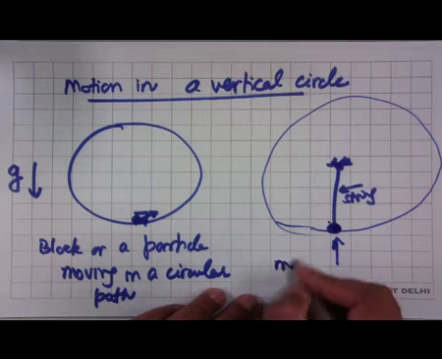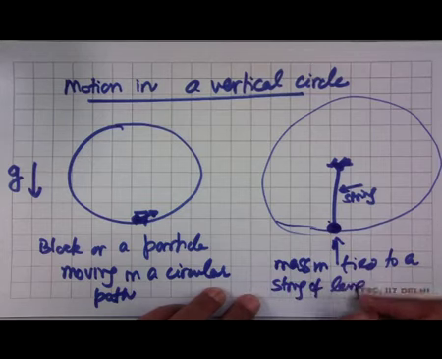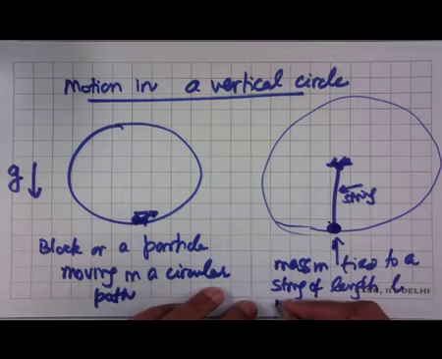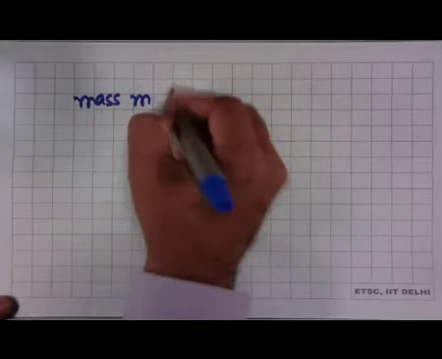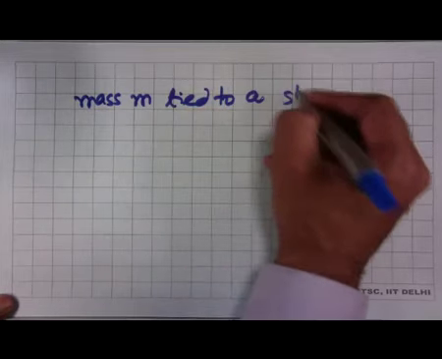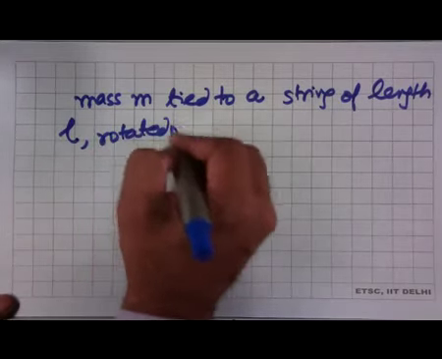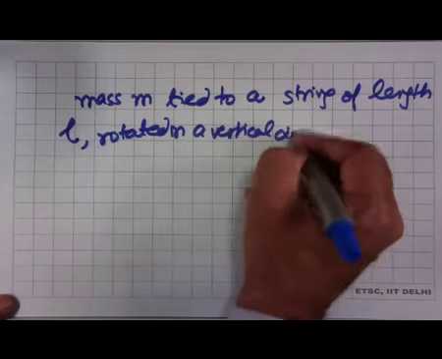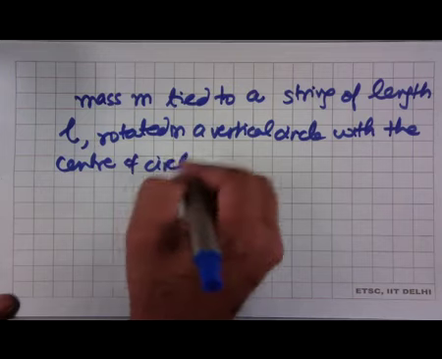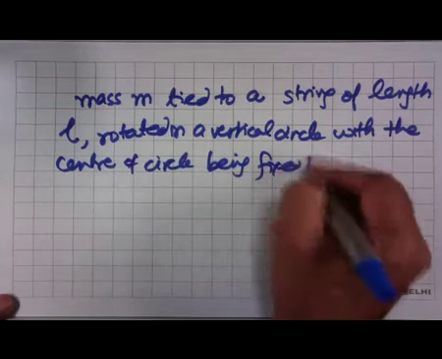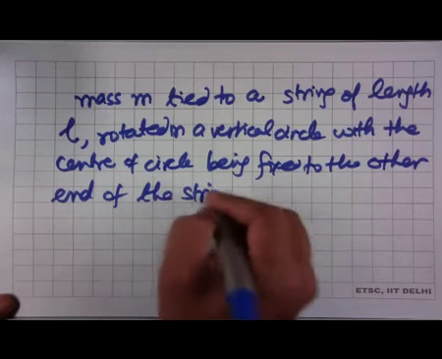So, this is the second case, a mass m tied to a string of length L. So, let us write the second case fully. So, I have a mass m tied to a string of length L and is rotated in a vertical circle with the center of circle being fixed to the other end of the string.